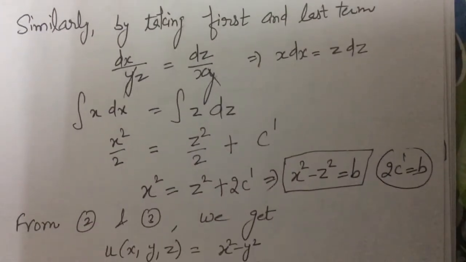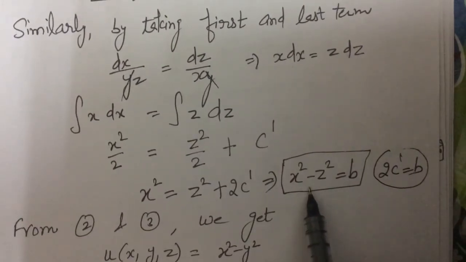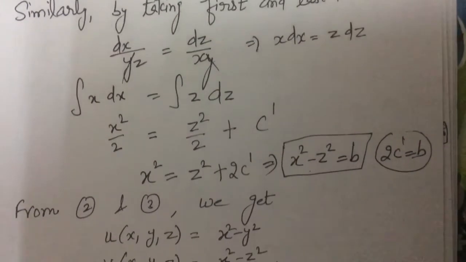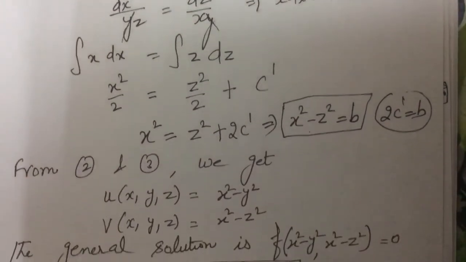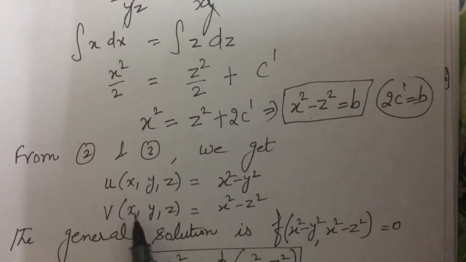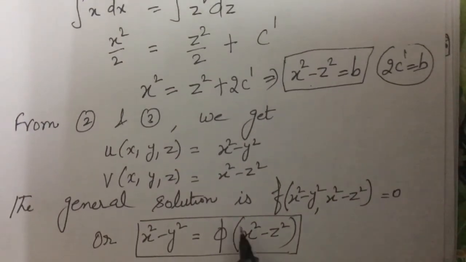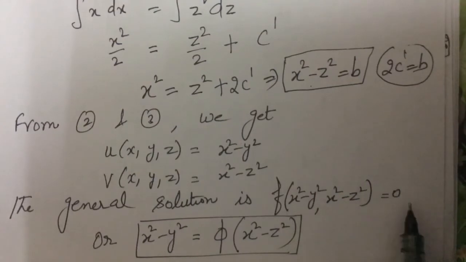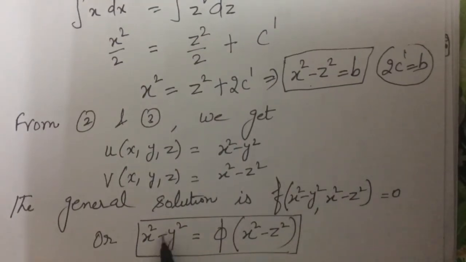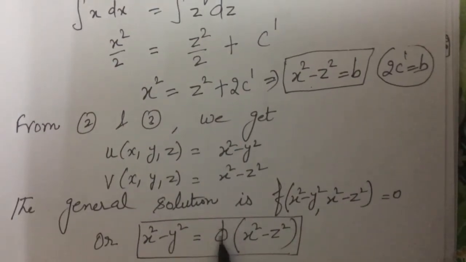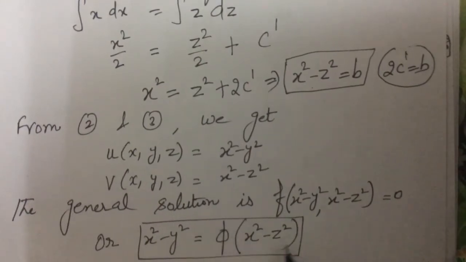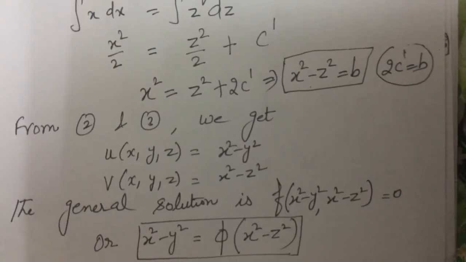Now this is your v. On the right hand side, the function we get, x square minus z square, is called v. In this way, you will get u and v. Your u is x square minus y square and v is x square minus z square. The general solution of the given Lagrange's linear equation is written as f of u comma v is equal to 0, or u is equal to phi of v, where phi is an arbitrary function. This is the first type to solve the Lagrange's linear equation. Thank you.